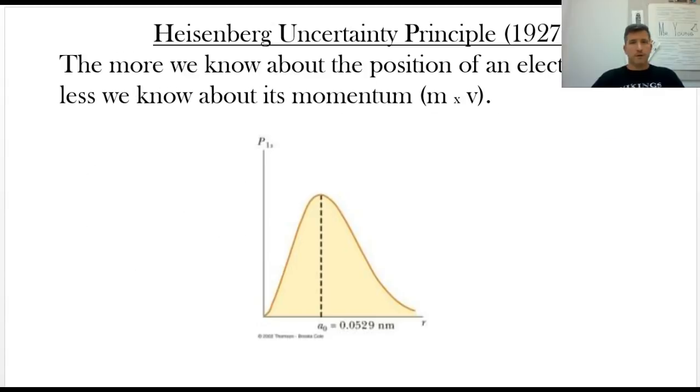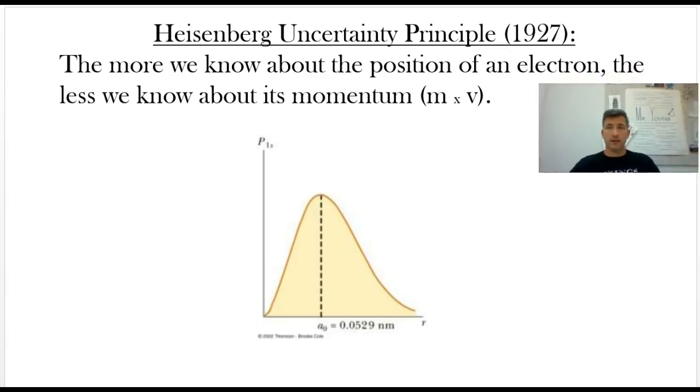So one of the people that came along to explain this was Werner Heisenberg. And essentially what he said was, for really small particles, it's impossible to know both the position and the momentum of a really small particle like an electron. The more you know about its position, the less we know about its momentum. And so the way you can think of this is essentially electrons are just sort of showing up here and there.